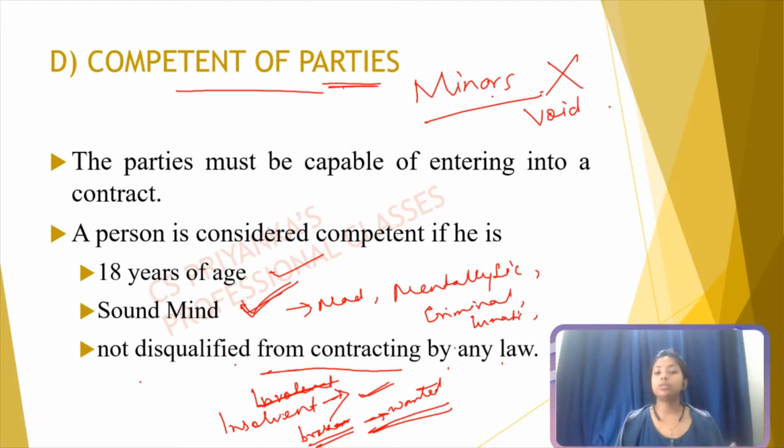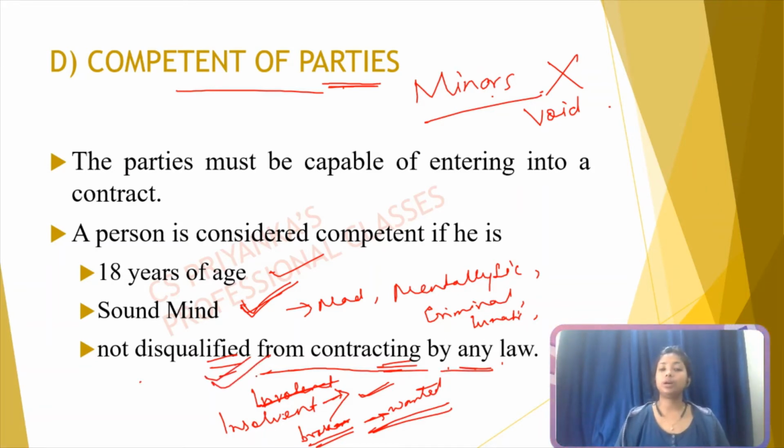If your background is not clear, if your history is not clear, that means you are in jail or you have committed a murder, a serial murder, then you are completely barred from doing any type of work, and you will get the order from the court itself. So in that case you are disqualified by law from doing any type of contract. Got it? So you should not be disqualified.